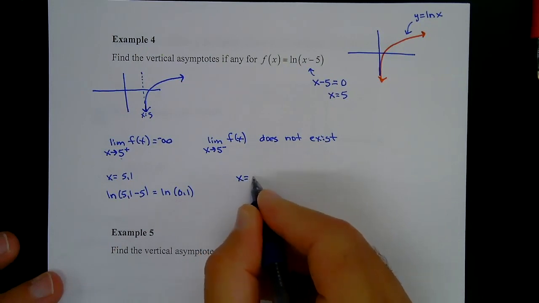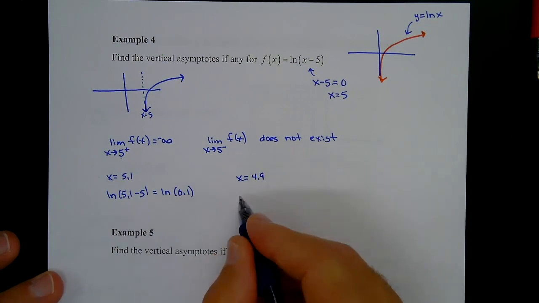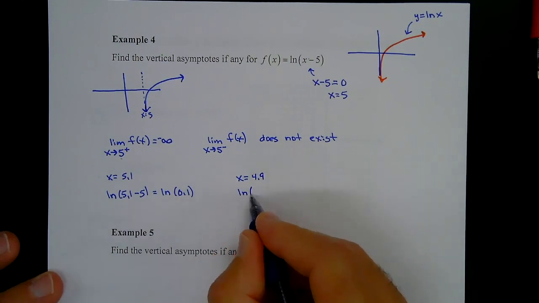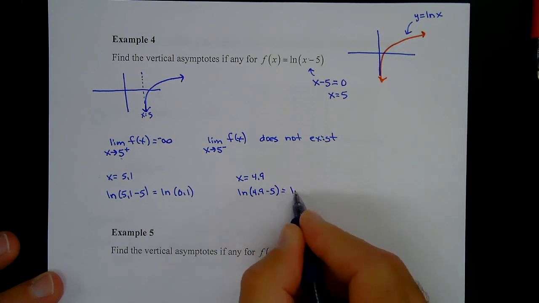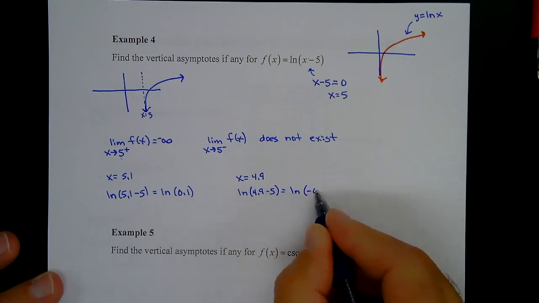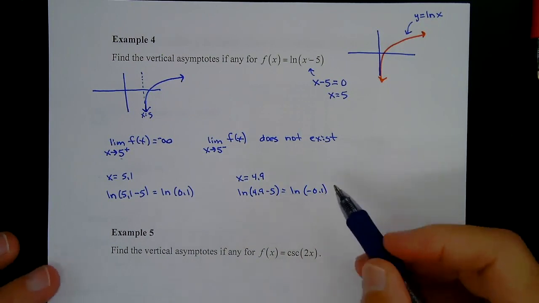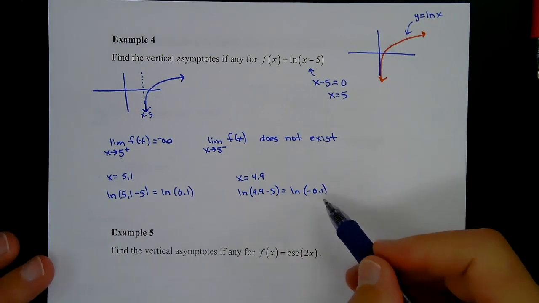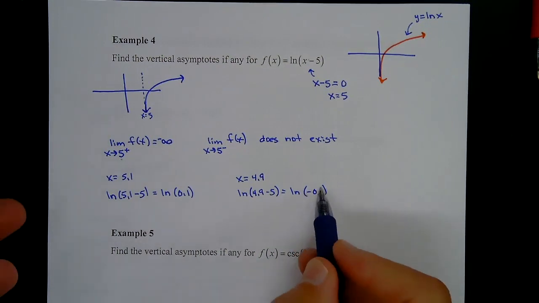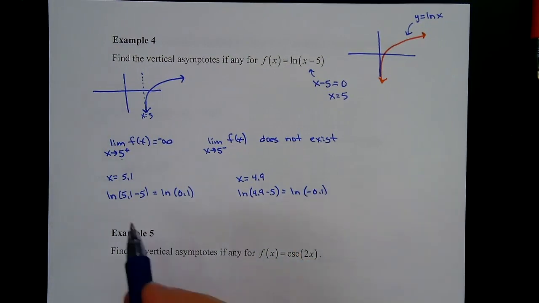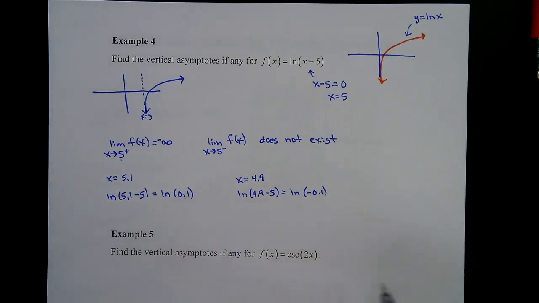X is equal to, let's say, 4.9. And watch what happens. We take the natural log of 4.9 minus 5. That would give you the natural log of negative 0.1. And you can't take the log of a negative value, right? So that's why you can't. There's nothing. You try to put this in your calculator, it gives you an error, okay? Where this one will give you a number and it'll be big, okay? Not too terribly big, okay? All right, let's do the next one.